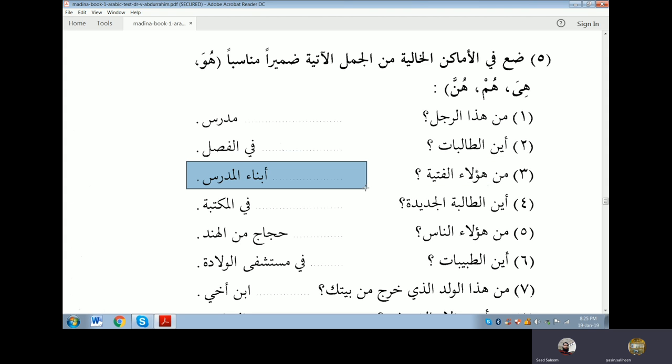Let's see what we're doing. Huna abna'u il madrasat. Wrong. Huna is good only for feminine. Oh, so it's hum? Yes, hum. Because what is the meaning of fityatun? Young men? Yes. So for young men, we will say hum. Hum abna'ul mudarrisi. Okay, I got it.